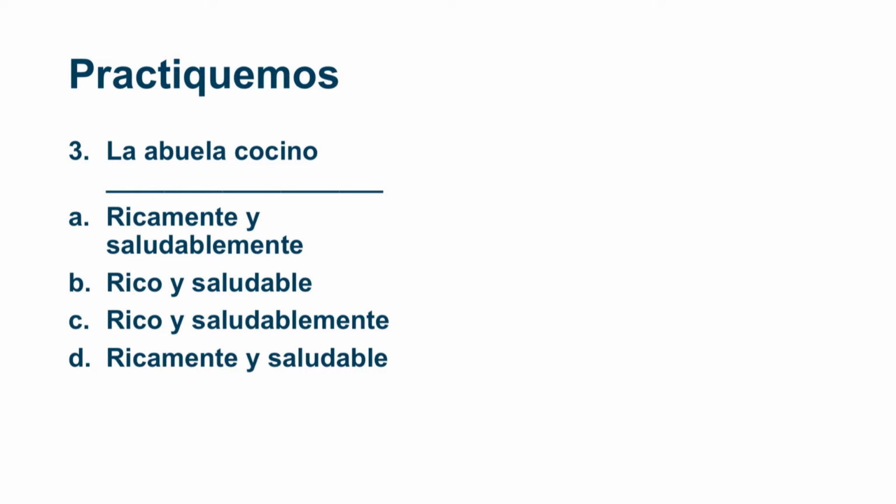In the following example, we're going to learn about the placement of the adjectives and an adverb. Look at this text. La abuela cocinó ricamente y saludablemente, rico y saludablemente. When we have two adverbs and one ends in mente, we cannot say mente twice. We cannot put the mente before. We definitely need to put a mente at the end, so it's going to be sí. La abuela cocinó rico y saludablemente.